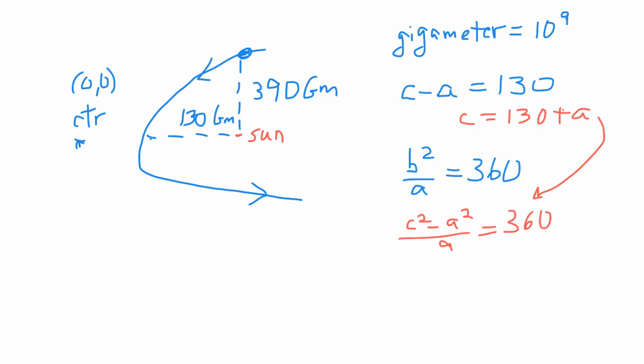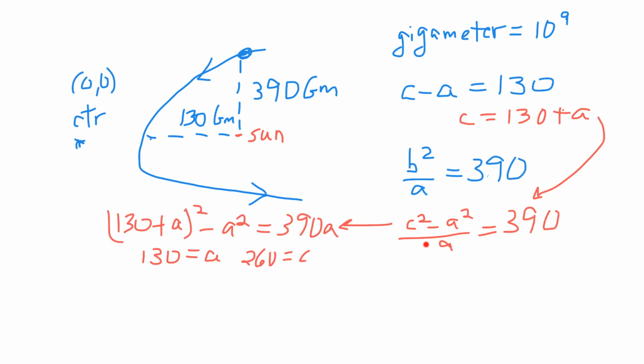for this problem, we can set up a system of equations. C minus A, so C would be out to the focus point, A would be to the vertex point, so C minus A would be our 130 gigameters. We could solve for C. Also, maybe you recall that the distance from the focus point up to the curve is b squared over a. And so that would be our 390 gigameters, so I'll have to fix that. And b squared is equal to c squared minus a squared for a hyperbola, so it's the regular Pythagorean formula.